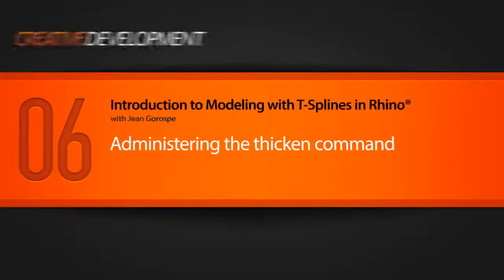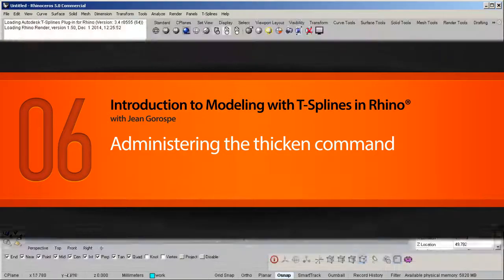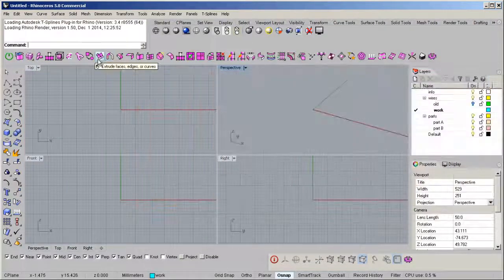In this lesson, let's continue to explore the rest of the commands in T-Splines. We covered the symmetry command in the last lesson, so the next command I use a lot is thicken. Let's see what it does.